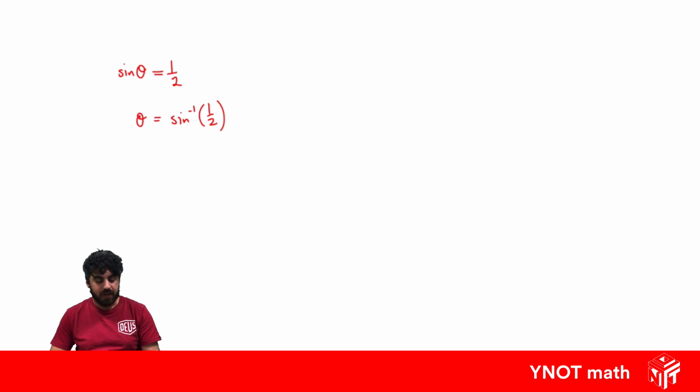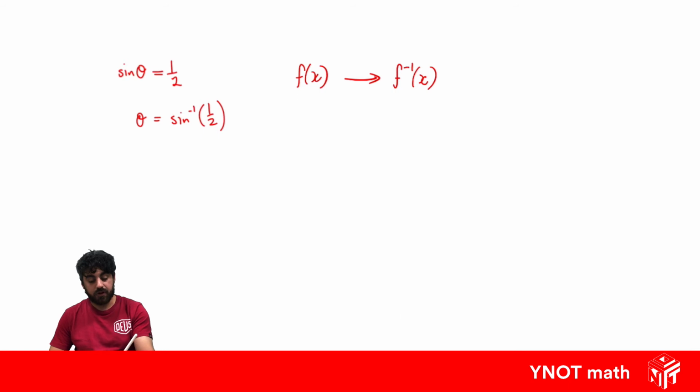So the notation for inverse function is actually this minus 1. So if we have some function f of x, its inverse function is f of minus 1 of x. And it's not the same thing as 1 over f of x. These are not the same things. If you wanted to express that, you'd have to write it as f of x all to the power of minus 1.